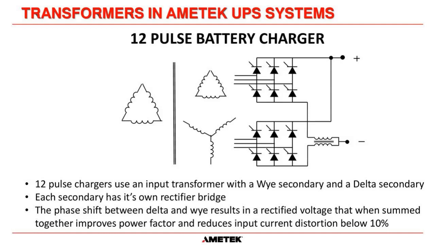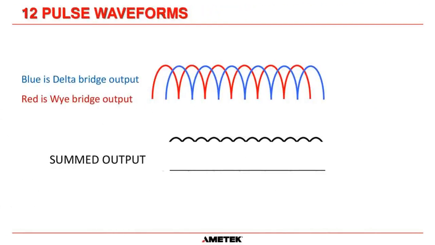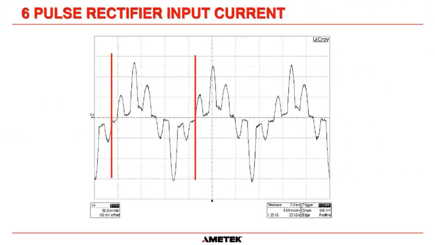The phase shift between the delta and the Y results in a rectified voltage that, when you sum it together, improves the power factor. So here I'm showing the red, the Y bridge as a rectified voltage, and the blue is the delta bridge. And at the bottom, they are summed together. What's important is what we see next.